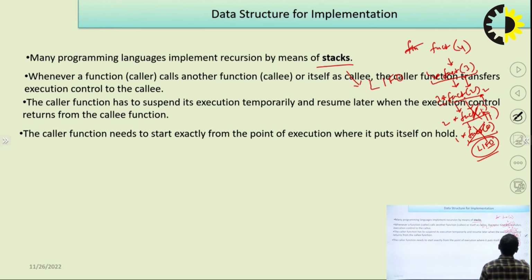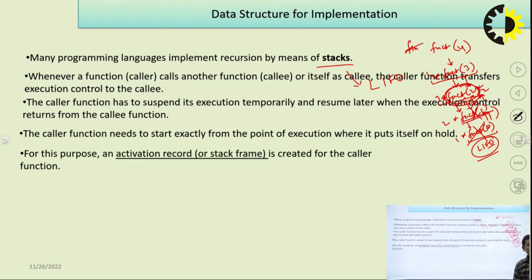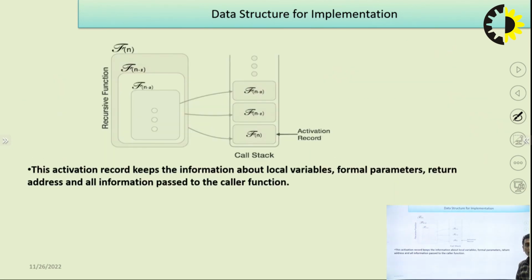As we see, this stops from here and transfers its control to the newer call, that is fact 1, and after control comes back from fact 1, it returns at the same point from where it was called. So this is 2, same point returning on same point. For this purpose an activation record or stack frame is created for the caller function. So the complete stack frame we can see in this picture. This is the stack frame.